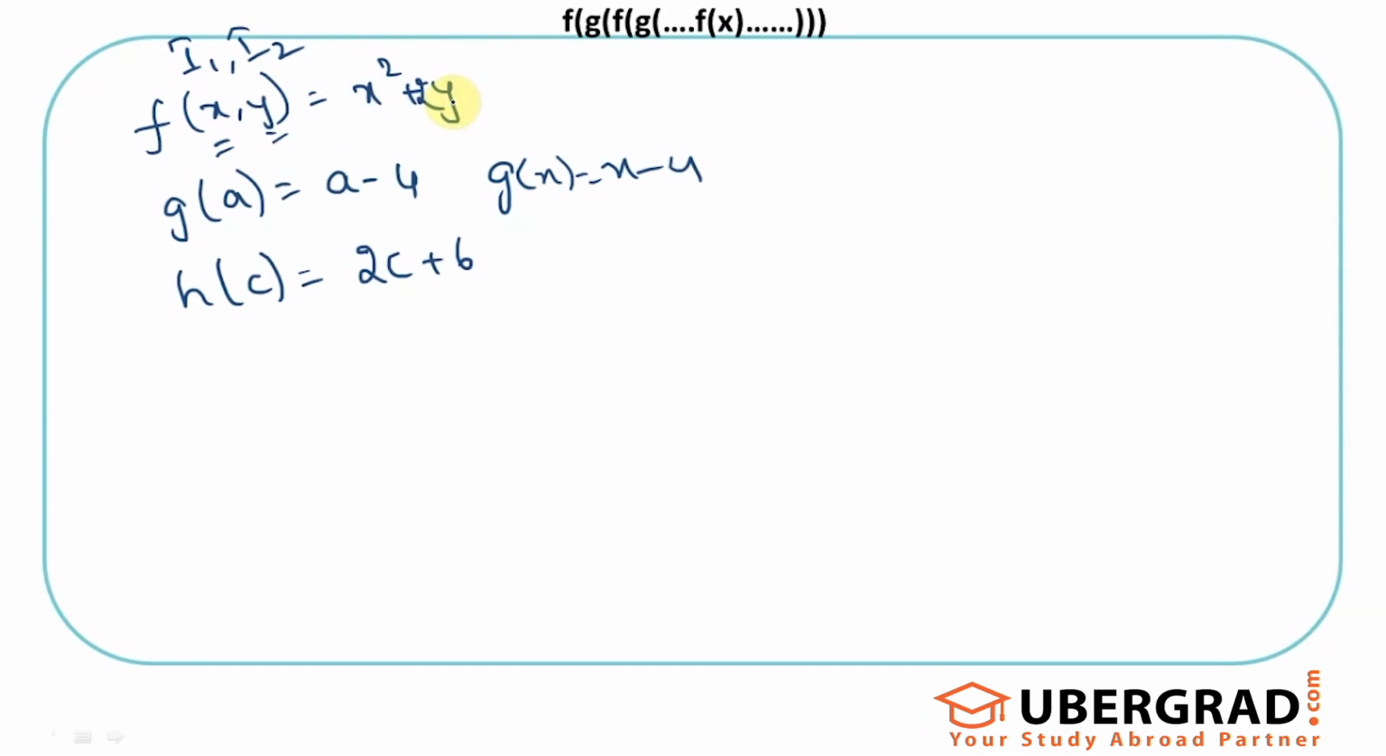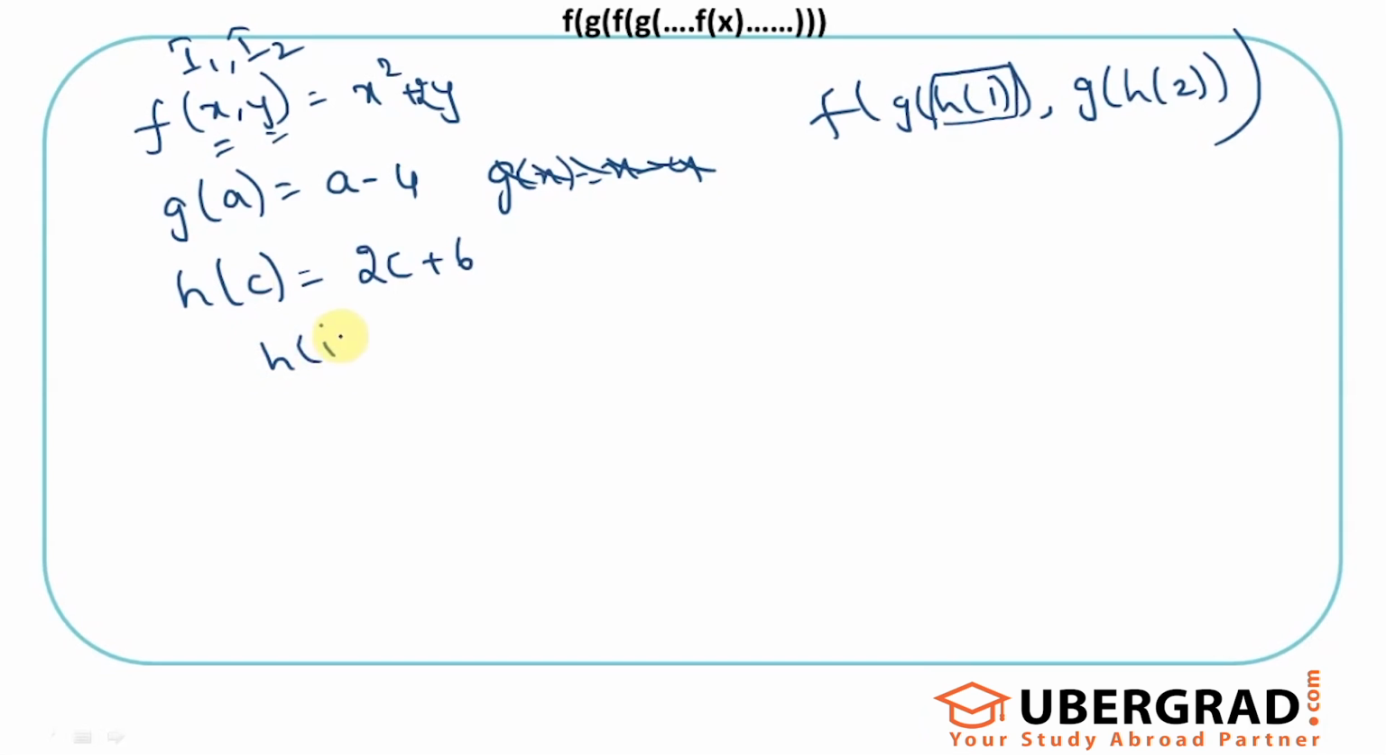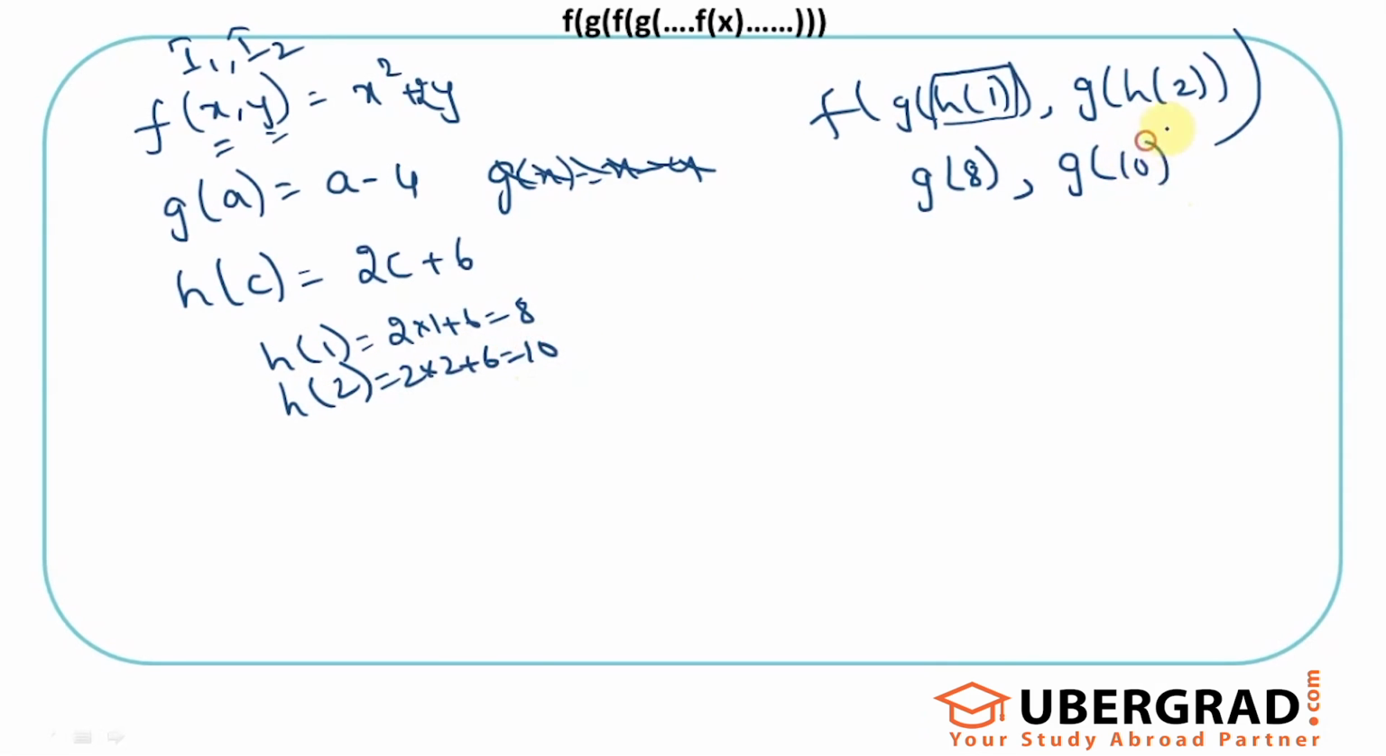Right? So if I ask you now, what is f of g of h of 1 comma g of h of 2? I need to evaluate from the innermost. So first I need to find h of 1. What is h of 1? 2 into 1 plus 6, that is 8. So g of h of 1 will become g of 8 comma g of h of 2. I need to find out h of 2, that is 2 into 2 plus 6, that is 10. So it will be g of 10. Because I know f will have two inputs, that's why we have g of 8 comma g of 10.